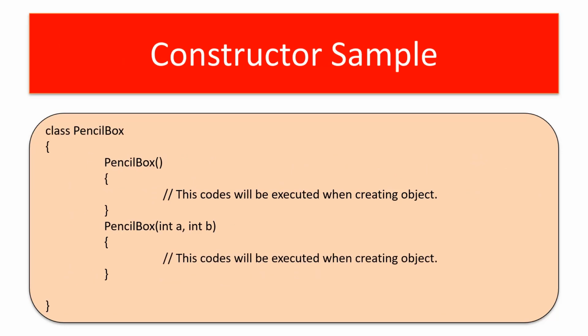So we have two constructors here, class PencilBox. First one a default constructor without any argument, and second one is parameterized constructor with two arguments. So we have given two constructors here. I mean constructor is overloaded here. Whenever the object is created, if the object is created with empty braces, this first constructor will be called. Or if the object is created with two arguments, this second constructor will be called. So at compile time, the compiler will be able to differentiate which constructor has to be called.